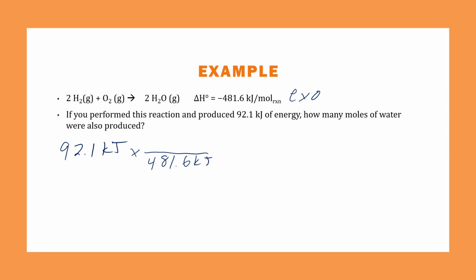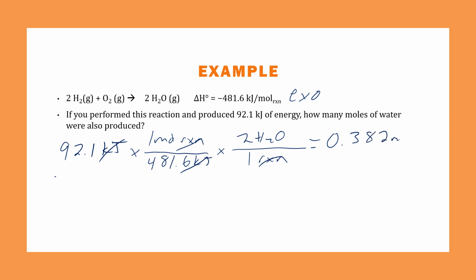Right? For every 1 mole of reaction, kilojoules cancel. You could also do it the other way and say that they're both negative, but it doesn't matter. Now we want to know how many moles of water. So every 1 time the reaction happens, 2 water molecules are produced. So I can do the 92.1 divided by the 41.6 times 2, and you get 0.382 moles of water.